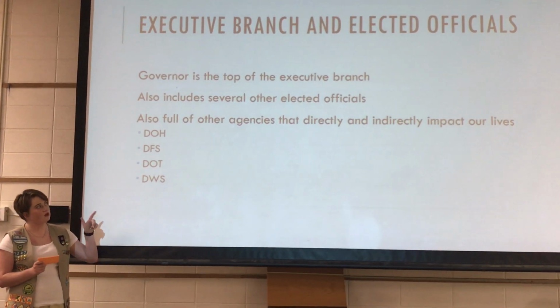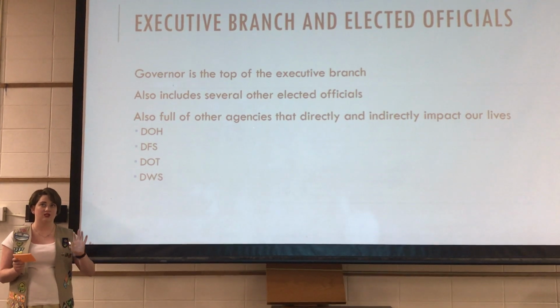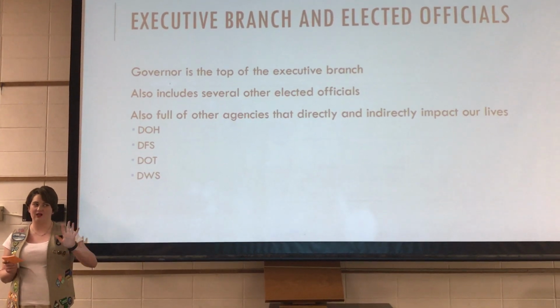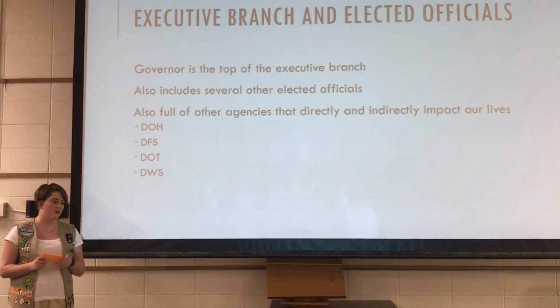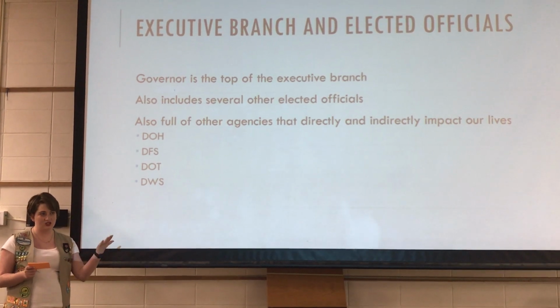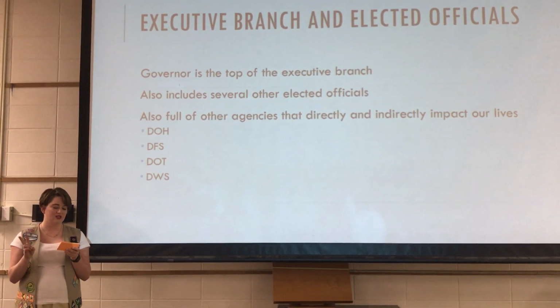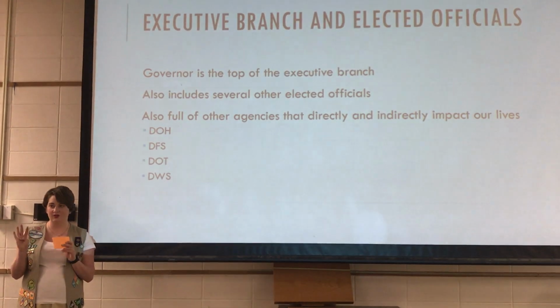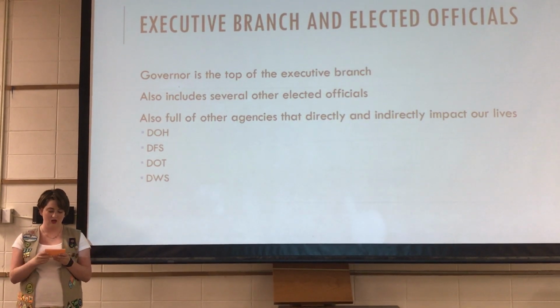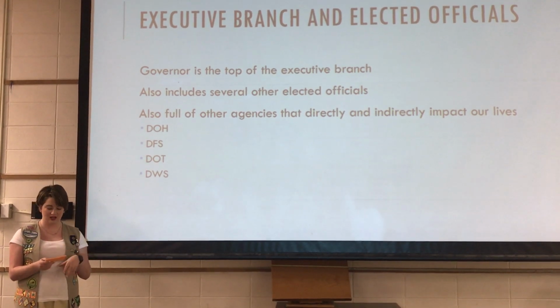There are several other elected officials. Together with the governor, we call these the top 5 elected officials in the state. All 5 of these are up for re-election this year. So in addition to the governor, there's the Secretary of State, State Auditor, State Treasurer, and Superintendent of Public Instruction. The governor is the highest elected position, like I mentioned.